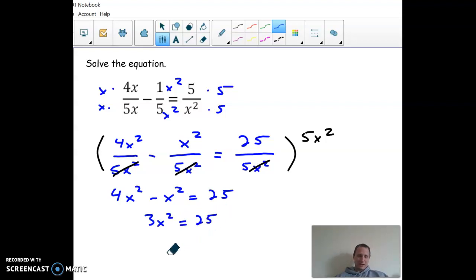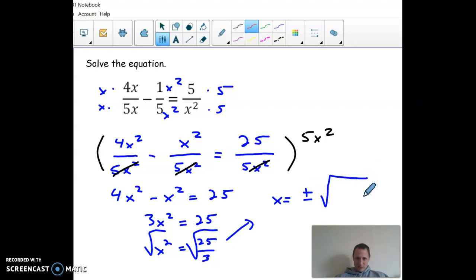Now we're just going to keep going with algebra steps and divide by 3. I'm just going to leave it as an improper fraction, 25 over 3. Then if we square root both sides at this point, we'll get x equals plus or minus the square root of 25 over 3. If you want to do a decimal there, knock yourself out, but I'm just going to leave it as an improper fraction like that. So 2 answers to that one, both plus and minus that value.